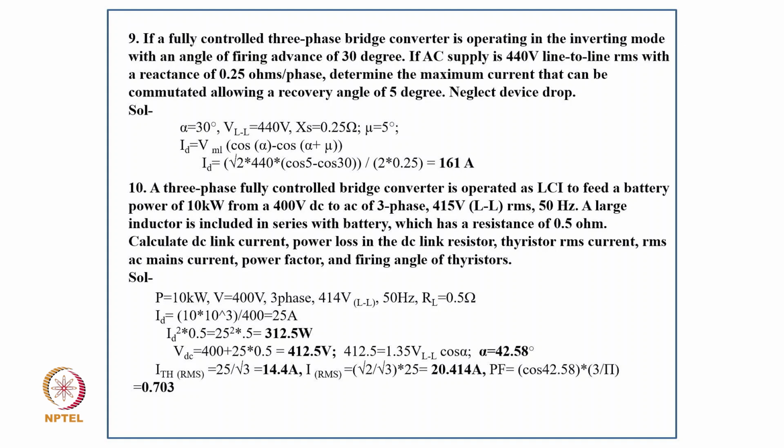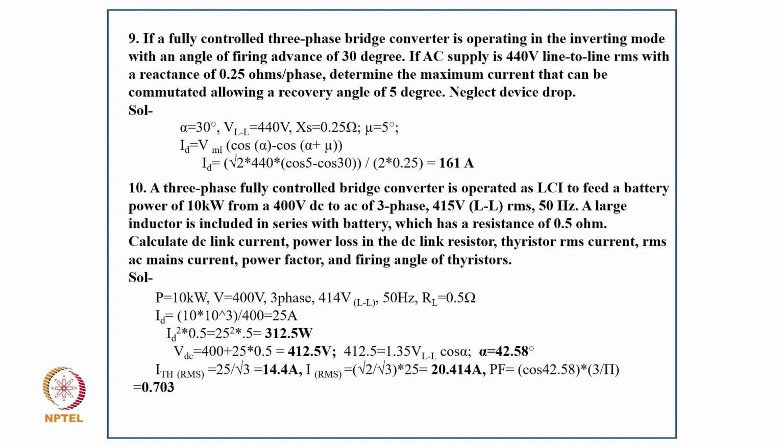Coming to numerical problem 10. A 3-phase fully controlled bridge converter operating as a line commutated inverter to feed battery power of 10 kilowatt from 400 volt DC to AC 3-phase, 415 volt line to line, 50 Hz. A large inductor is included in series with the battery, which has a resistance of 0.5 ohm. Calculate the DC link current, power loss in the DC link resistor, thyristor RMS current, RMS AC mains current, power factor, and firing angle.